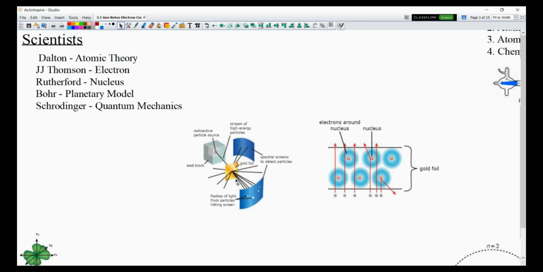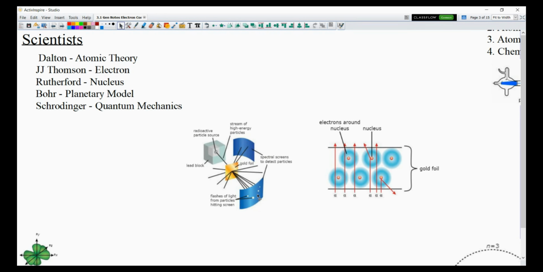And between the paper or the material and the radioactive particle source, he placed a very thin sheet of gold foil. If you don't know what gold foil is, it's very, very thin gold, just a few molecules in width. And so he shot these particles through this gold foil.